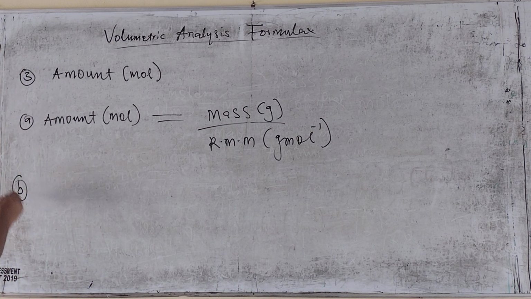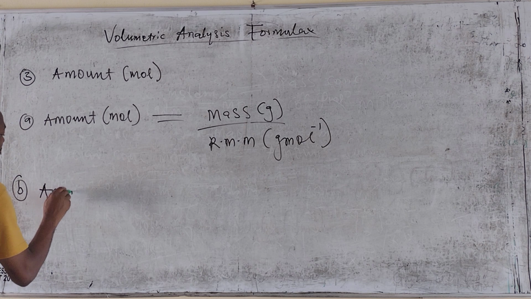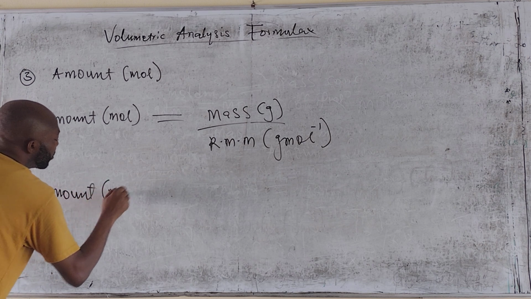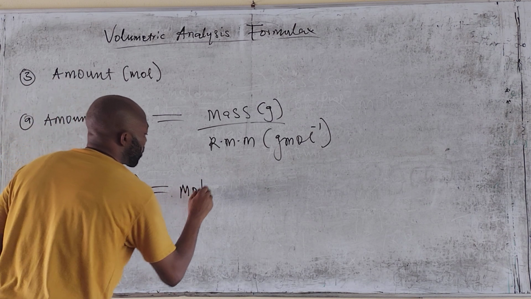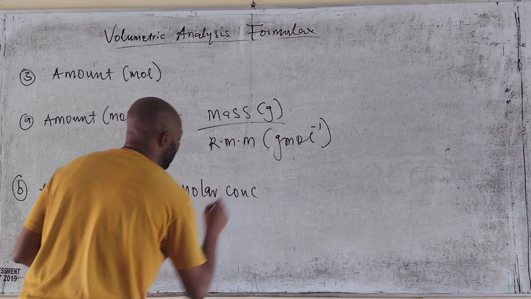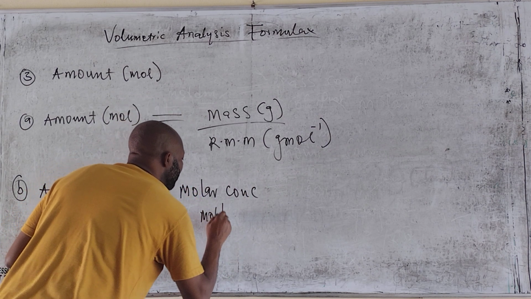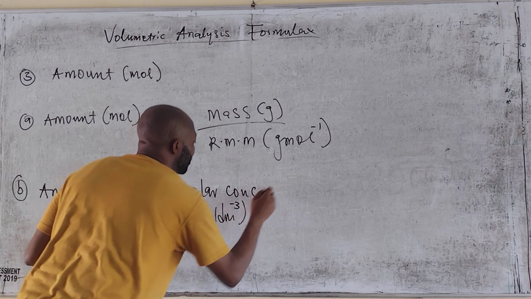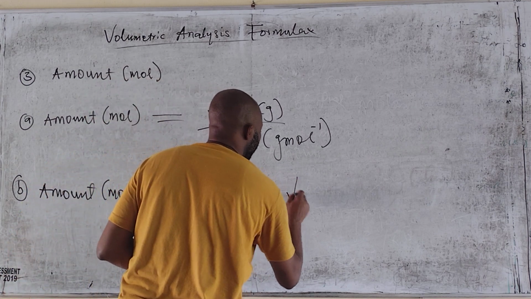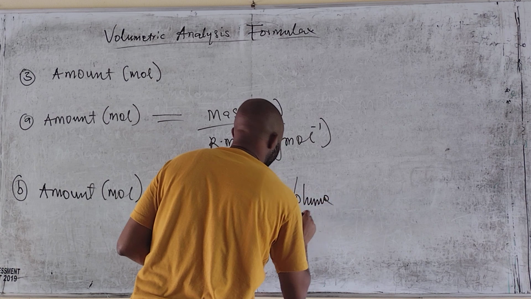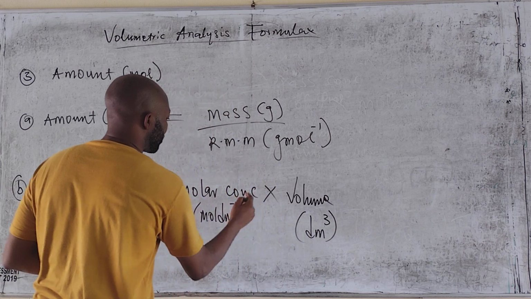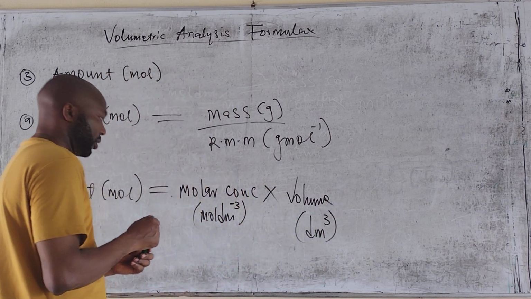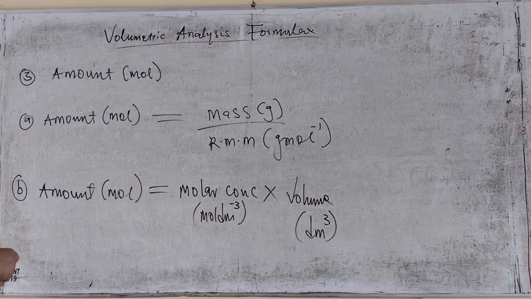B, amount in mole is equal to molar conc in mole per dm cube times volume in dm cube. This will cancel this. You will be left with mole. So amount unit is in mole. So that's our third question.